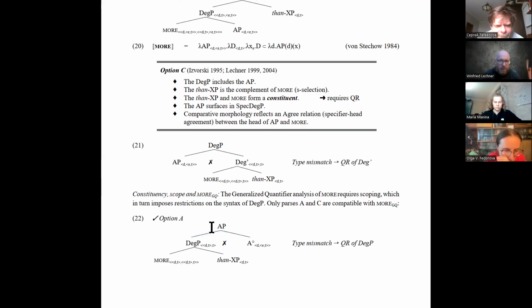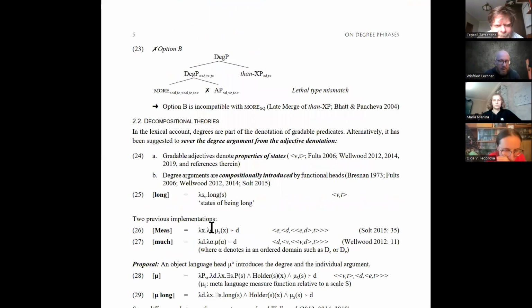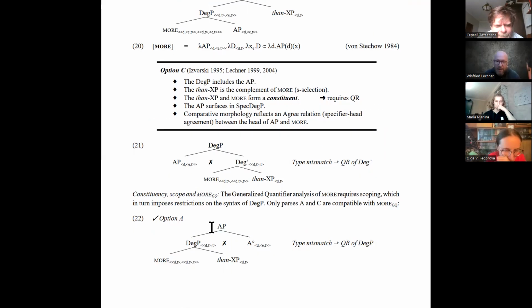Now, I wanted to see actually all of these things. This is similar to what we have seen in option A, where the AP is embedding the DegP. We could rescue that situation also by QR.